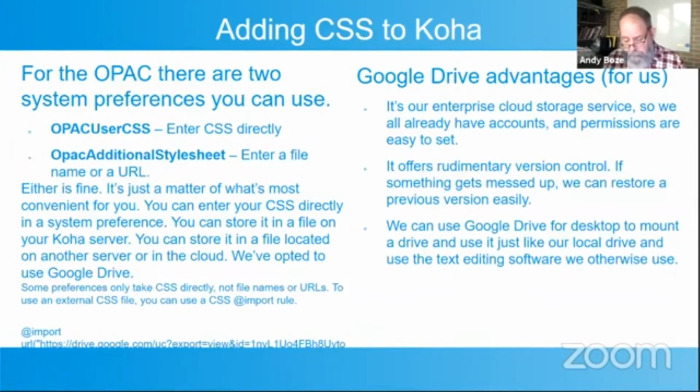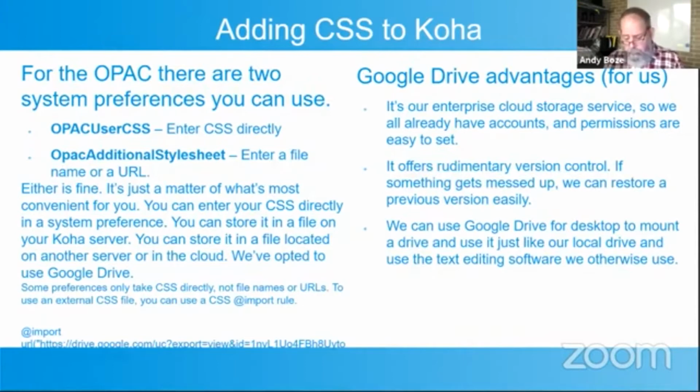I have two options then, either to save the CSS in the OPAC user CSS preference or to create a file and use the OPAC additional style sheet to point to it. If I'm in the process of developing the CSS, I'll sometimes use OPAC user CSS, but for my completed CSS, I use a file in Google Drive. Either way works fine, and it's largely just a matter of what's the most convenient for you.